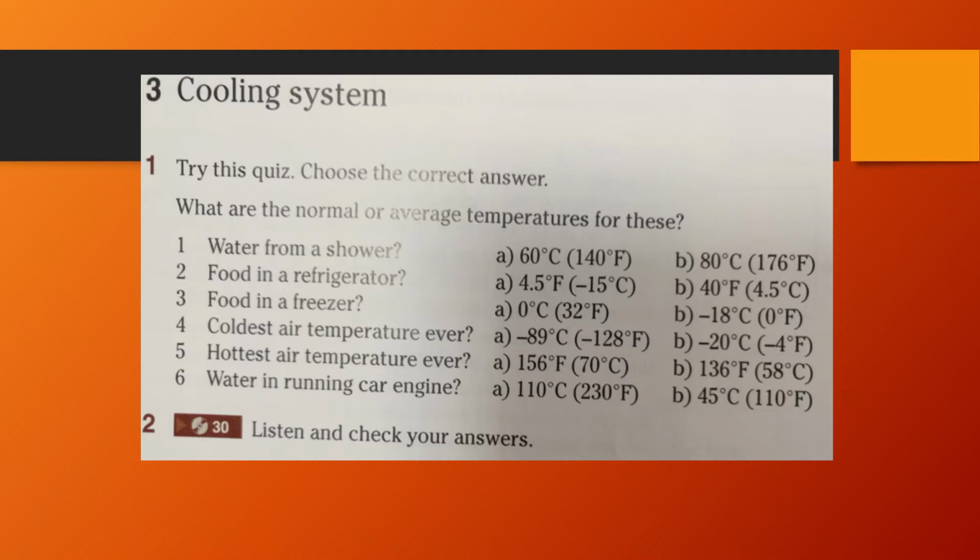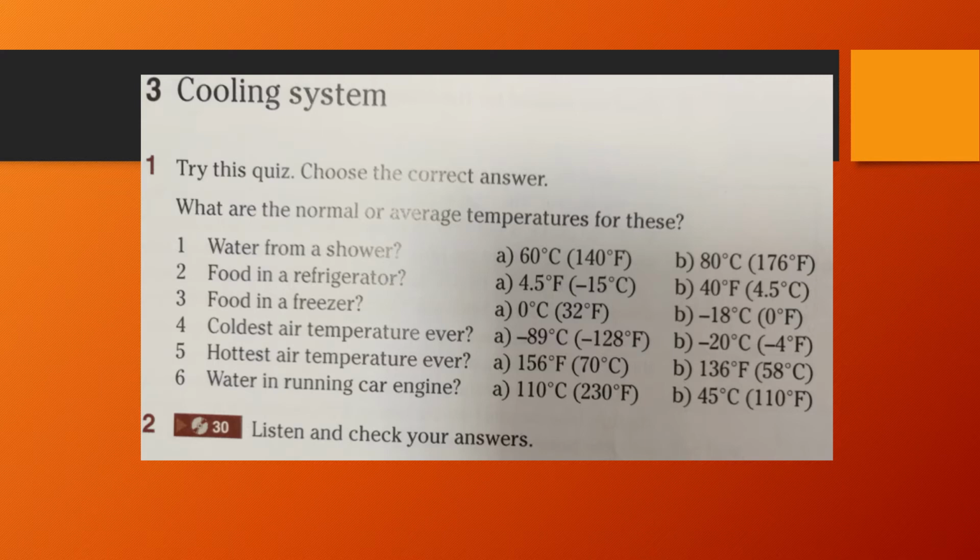Number 2, food in a refrigerator. Is it A, 4.5 Fahrenheit, which means minus 15 degrees Celsius, or B, 40 degrees Fahrenheit, which means 4.5 degrees Celsius? Number 3, food in a freezer. What is the temperature or average temperature of food in a freezer? Is it A, 0 degrees Celsius, which means 32 degrees Fahrenheit, or B, minus 18 degrees Celsius, which means 0 Fahrenheit?